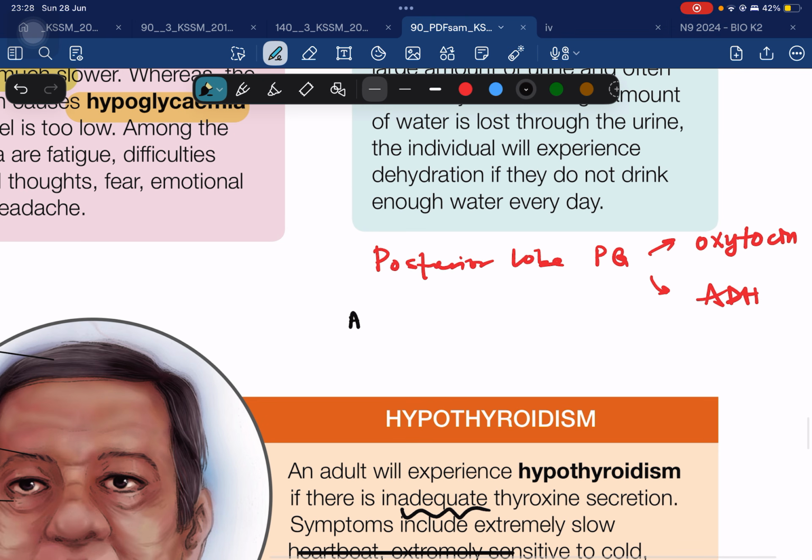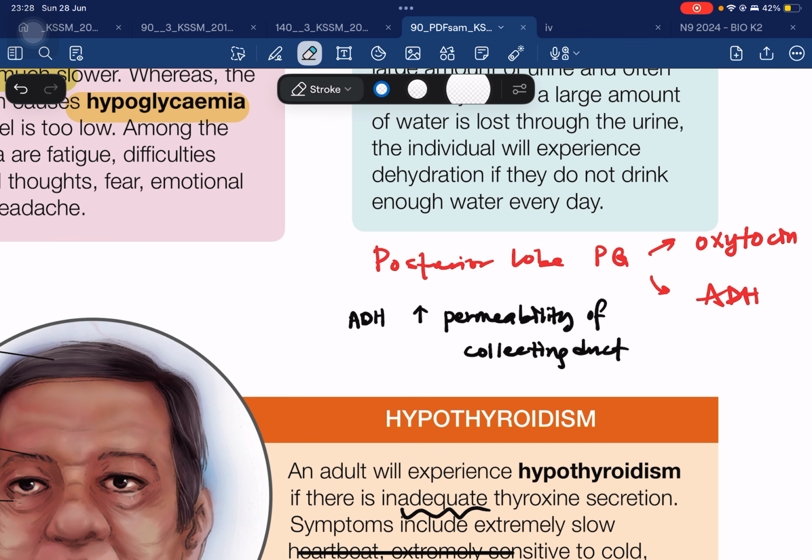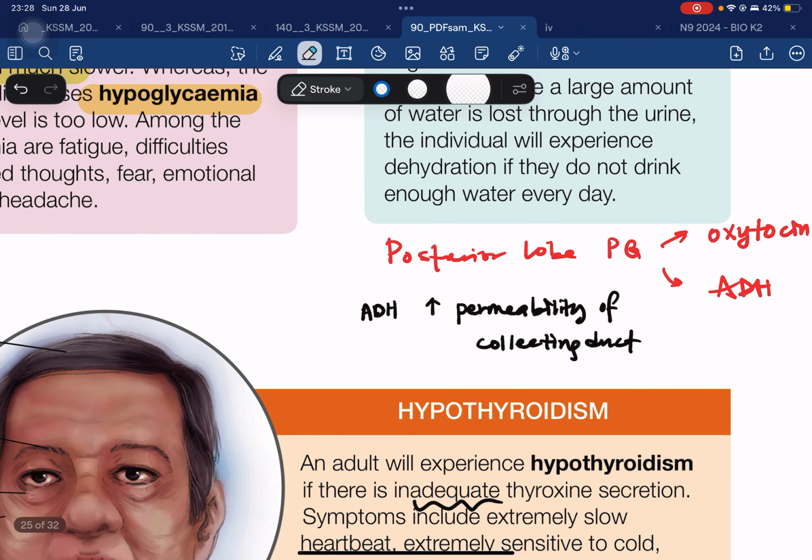ADH will help to increase the permeability of the collecting duct. So what is the collecting duct actually? Not the duck, not the dog, okay, collecting duct. It is a component in the nephron, and the nephron is in your renal. What is renal? Renal is kidney. To make it simple, it is a component in your kidney.